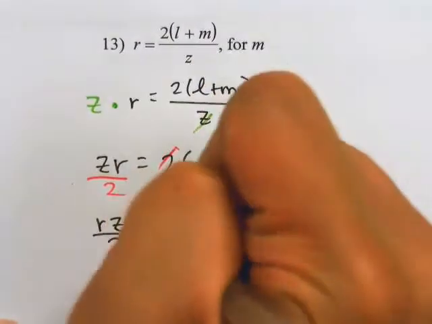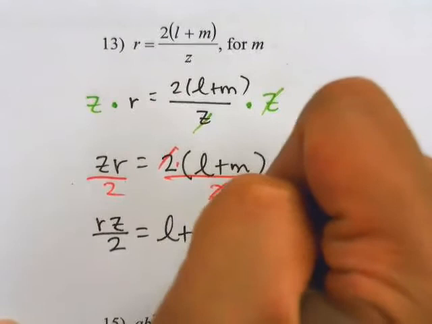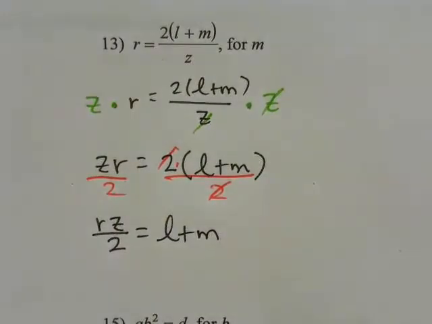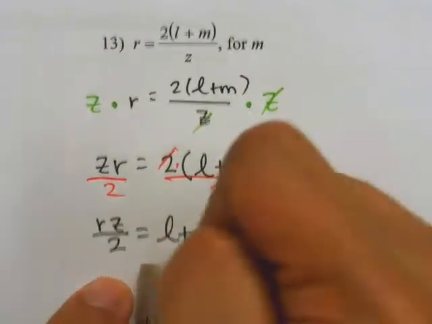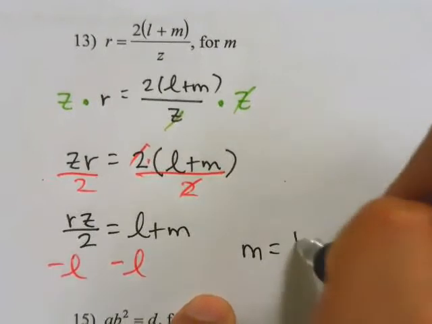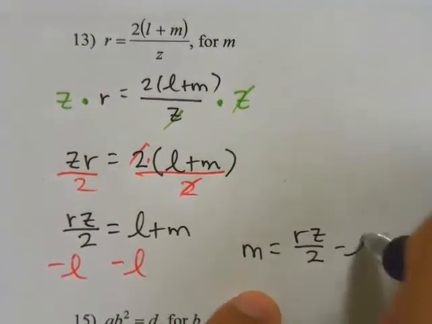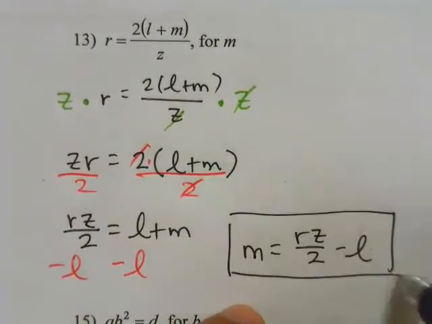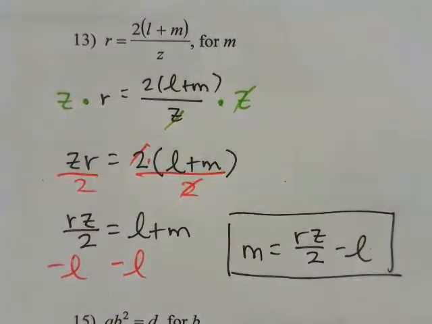RZ or ZR, does not matter, is equal to L plus M. RZ over 2 is equal to L plus M. And then we want to solve for M, so I'm going to subtract both sides by L, and I think we have our answer. M is equal to RZ over 2 minus L. And I write my L's like this, so that way I don't mistake it for the number 1. For my handwriting, anyway.